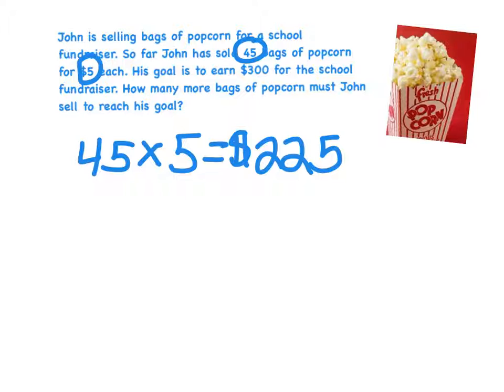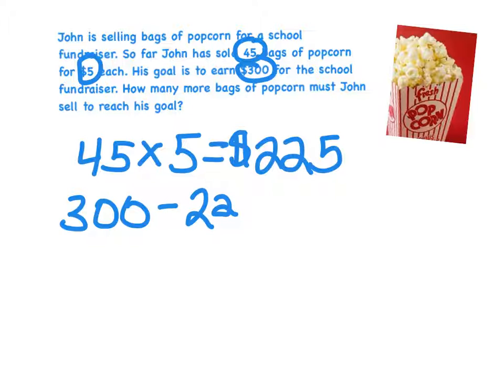But his goal is to earn $300 for the school fundraiser. So I want to subtract to find how much more he needs. So I'm going to create a subtraction equation by starting with his goal, which is $300, minus the amount he's already made, $225. Okay, and if I subtract that out, I will get 75. He will have $75 left to reach his goal.